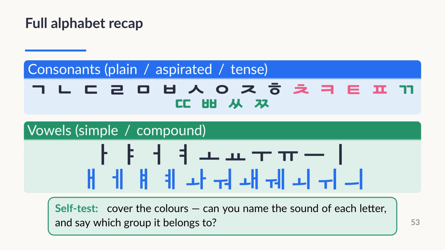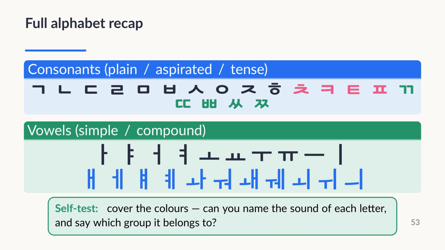위, 의. Here is a full recap of every letter we have met, color-coded by group. In the consonant block, the black letters are the 10 plain consonants in dictionary order. G, N, D, R, M, B, S, the silent circle, J, and H. The pink letters are the 4 aspirated consonants, said with a puff of air: CH, K, T, and P.